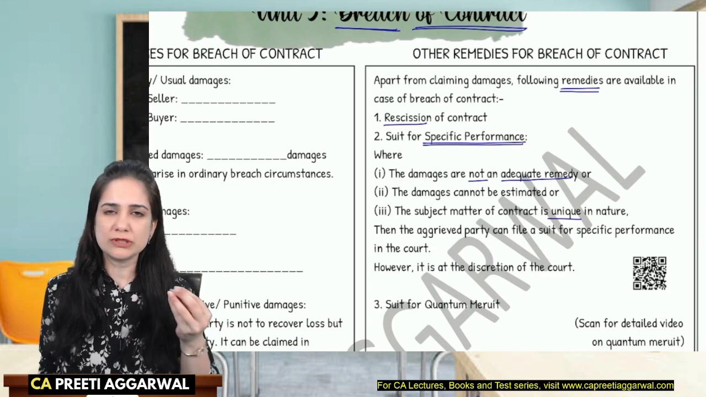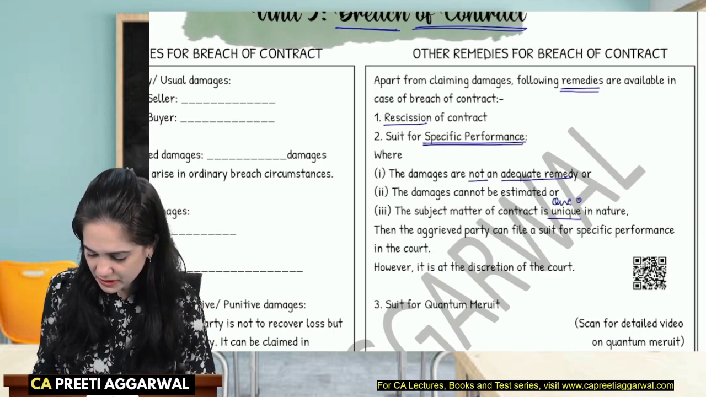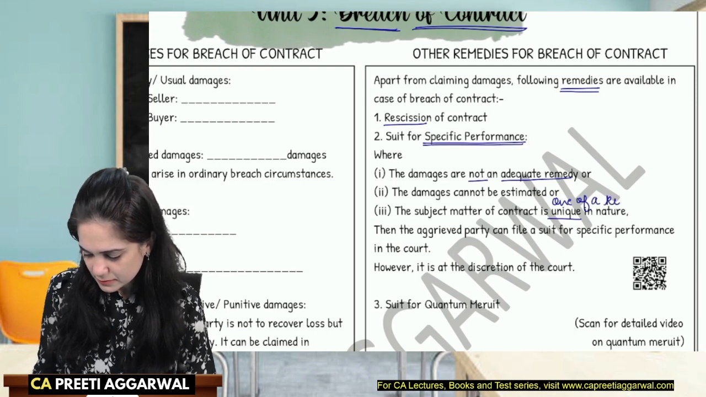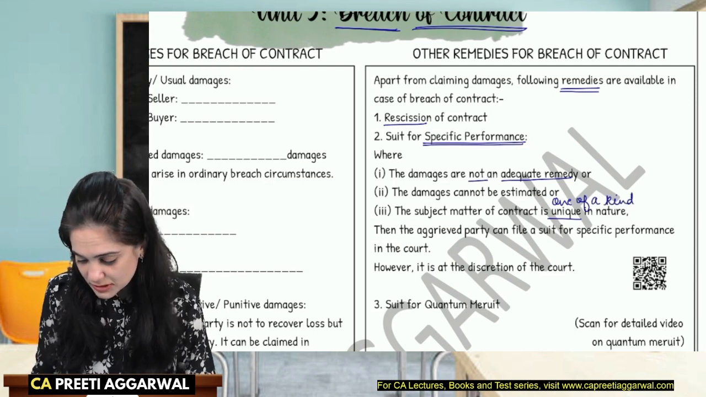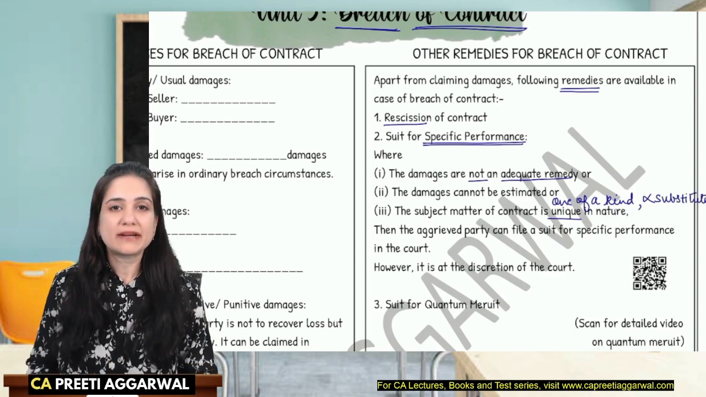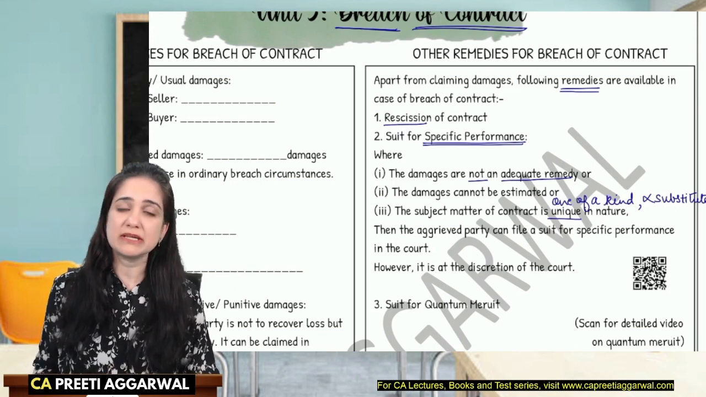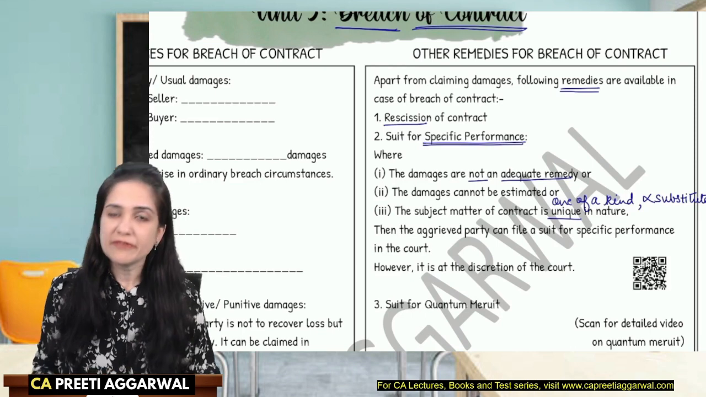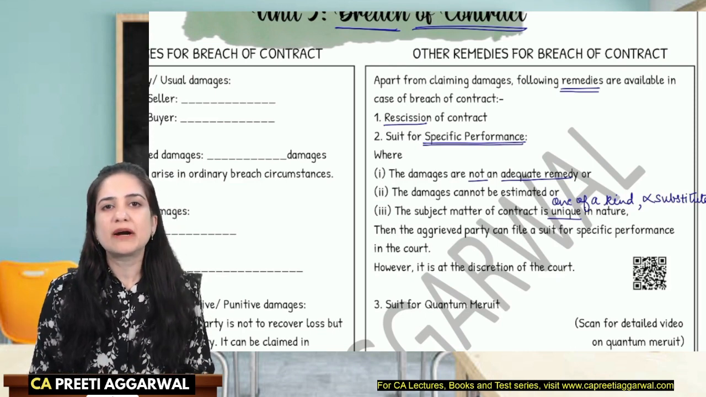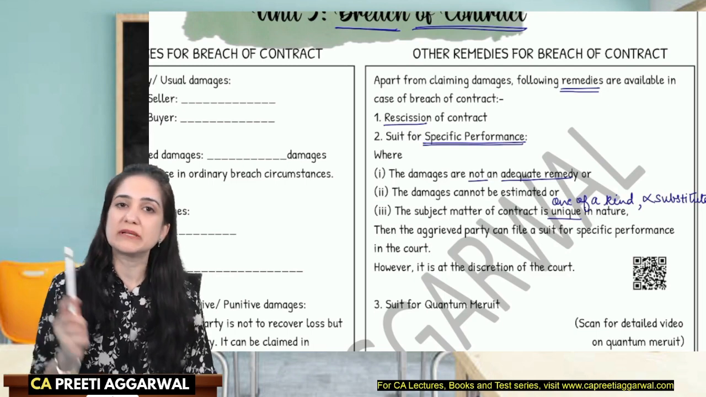So when the goods are unique, one of a kind, and there's no substitute available, then in that case you can go to the court and request specific performance. If the court is convinced, they can insist on the aggrieved party performing the contract. They will tell the aggrieved party that you will compulsorily have to perform the contract.